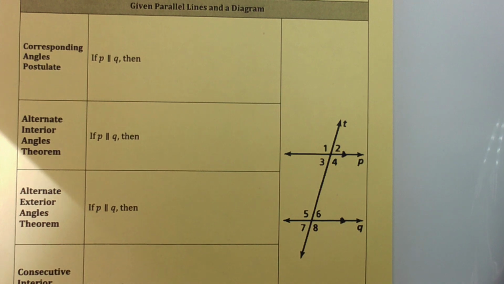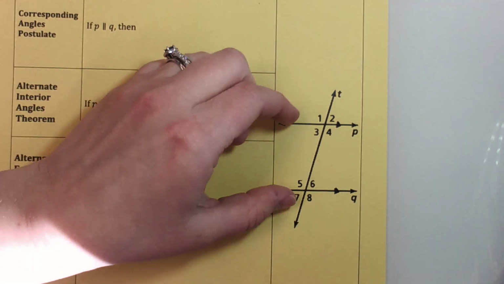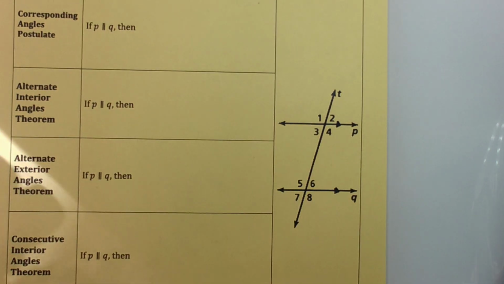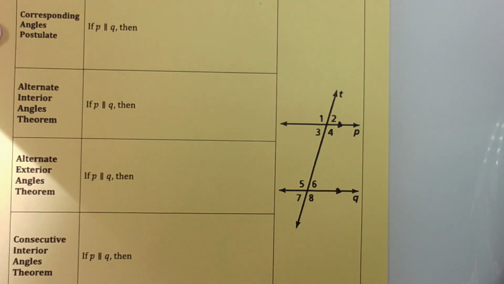Corresponding angles. Are corresponding angles congruent or supplementary? These ones are congruent. Are they on the same side of the transversal or opposite? Opposite starts with alternate. Does corresponding start with alternate? Nope. So they're on the same side of the transversal. Interior, exterior, or one of each? Here's the hint. Does it say interior or exterior? No, which means it has to be one of each.